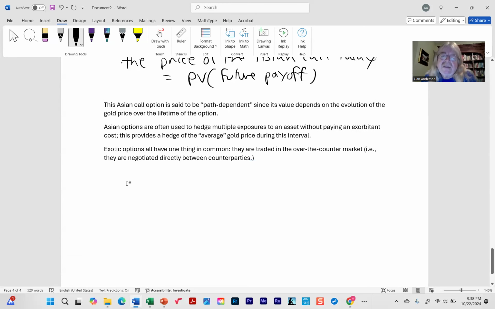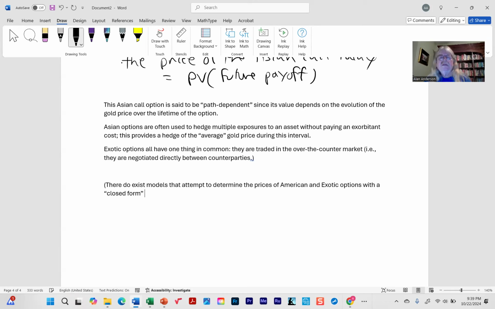Now, having said that, though, I'll put this in parentheses. There do exist models that attempt to, in effect, act like a Black-Scholes model, determine the prices of American and exotic options with a closed form model, meaning that you just plug in the numbers and you get your result. Now, how well they work is a separate question, but they do have them. I mean, they're out there.